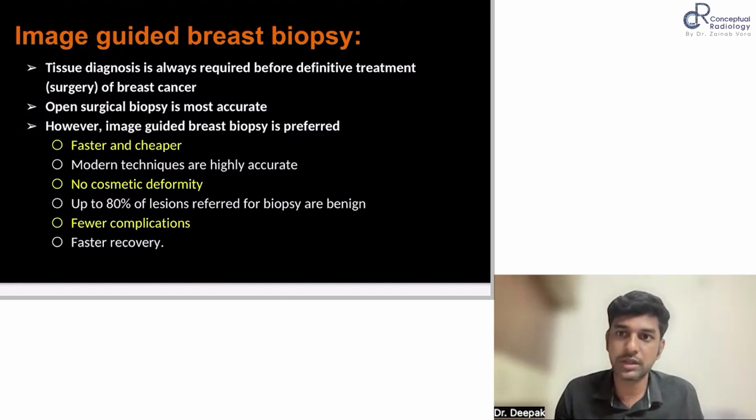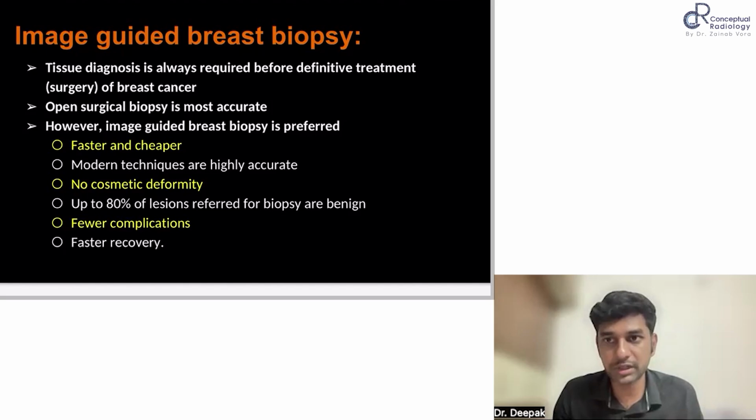And even in open biopsy, it's always easy to miss the malignant part of the lesion because there will be surrounding fibrosis. And if the surgeon is taking a true cut biopsy instead of an excision biopsy, then it might turn out to be a false negative. So there is a higher chance of missing the lesion.